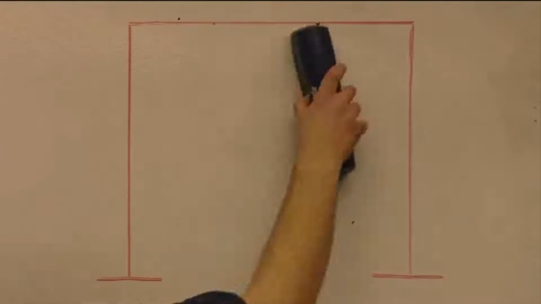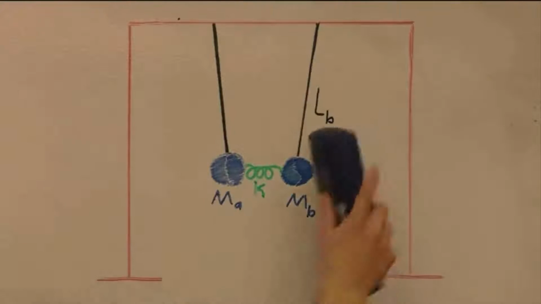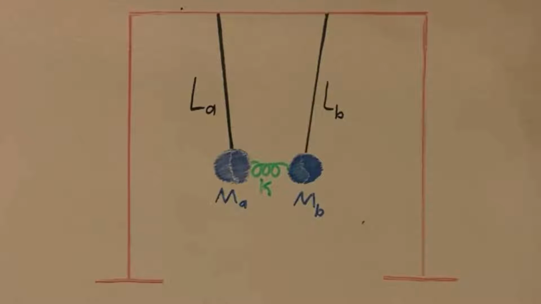Today we will be examining two pendula. Pendulum A has mass MA and hangs from a length of string LA, and pendulum B has mass MB and hangs from a length of string LB. The spring coupling the two pendula has spring constant denoted K.